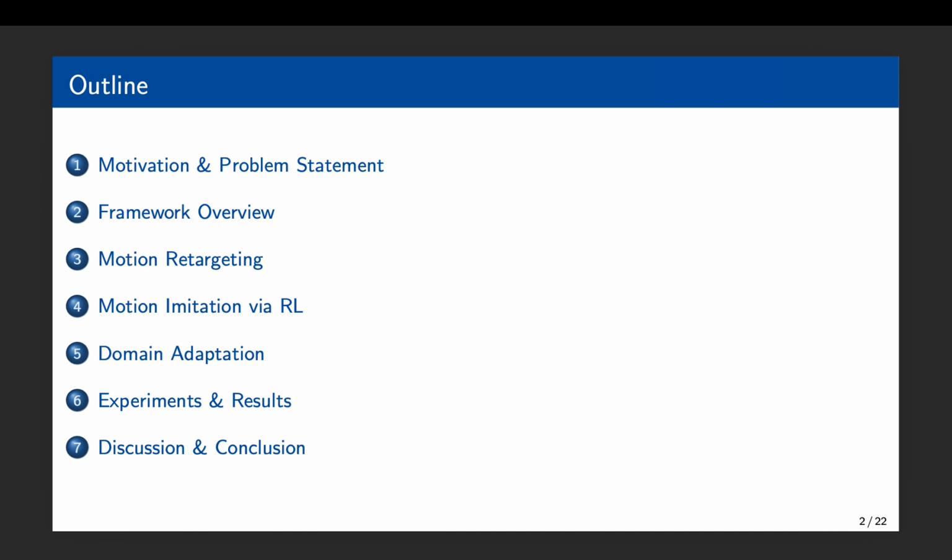Here's how I will structure the presentation. I'll start with the motivation and problem statement to set the context. Then I will walk through each of the three stages of their framework: motion retargeting, motion imitation with reinforcement learning, and domain adaptation. After that, I will cover the experimental results and finally wrap up with the discussion and conclusion.